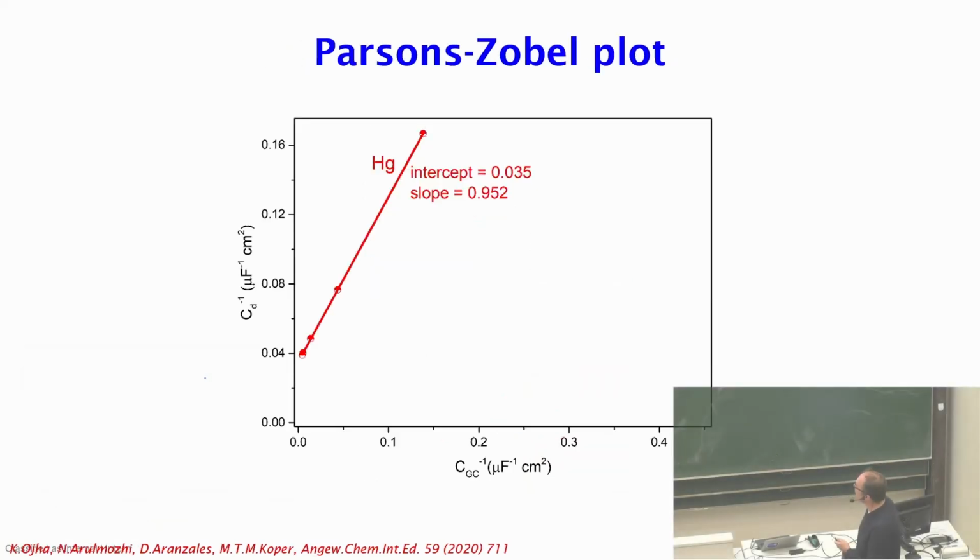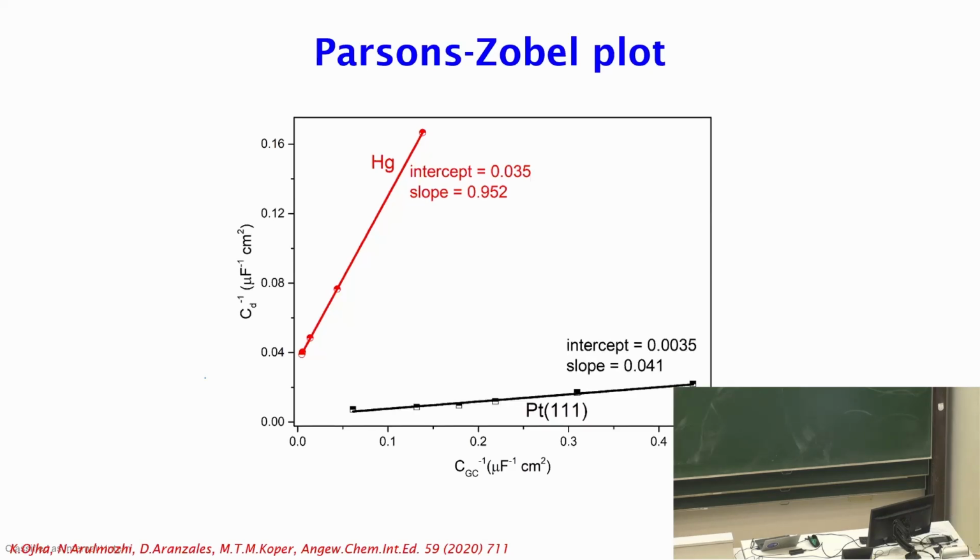Now, one way to analyze this is also something that Cassina dug up from the literature. There's a way to analyze this, and that's a so-called Parsons-Zobel plot, where you plot the measured capacitance versus the capacitance that you expect according to Gouy-Chapman, and you do this at different concentrations of electrolyte. And if you do that for mercury, you see you get a nice straight line. You get a slope of 1. Beautiful. That's why this works so well. And basically, Parsons and Zobel did this to extrapolate to infinite concentration so that you can then estimate the inner layer capacitance. If you do the same plot for platinum 111, you also get a slope.